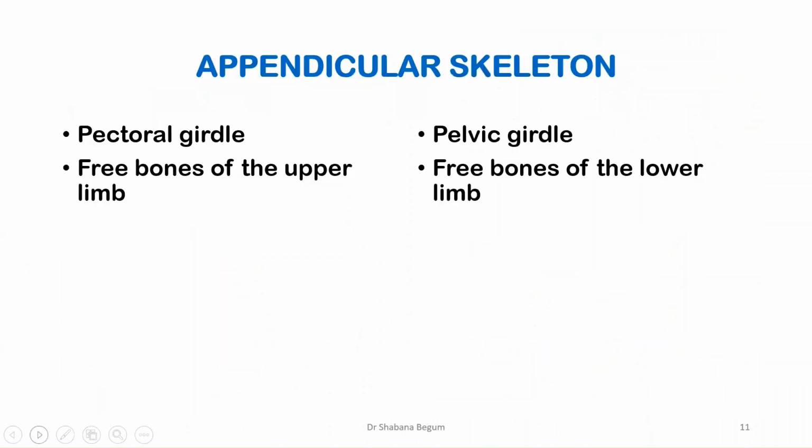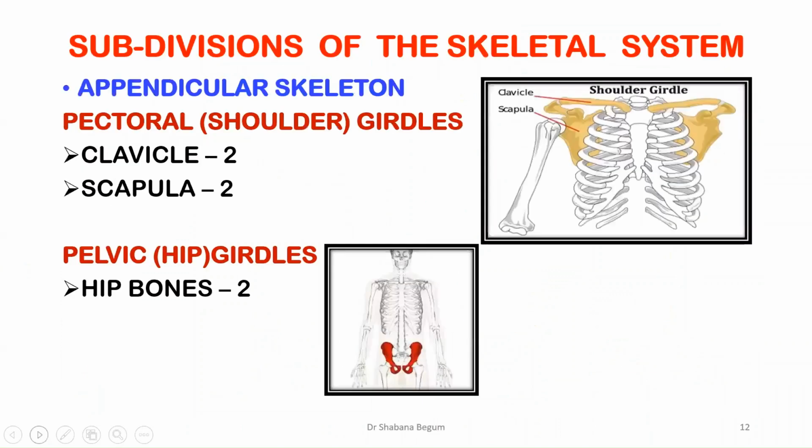The appendicular skeleton consists of the pectoral girdle and the free bones of the upper limb, and the pelvic girdle and the free bones of the lower limb. The girdle bones help to connect the upper and the lower limbs to the axial skeleton. So we have the pectoral girdle or the shoulder girdle, which consists of the clavicle and the scapula. The pelvic girdle consists of the two hip bones.